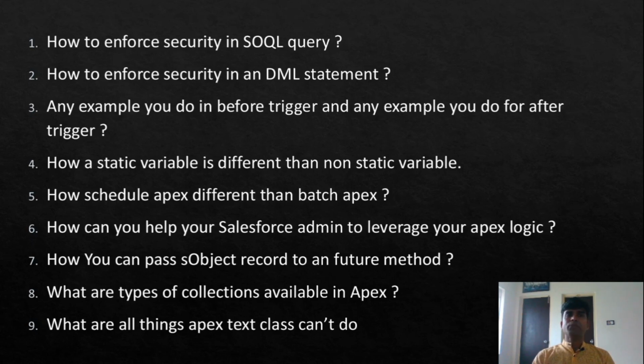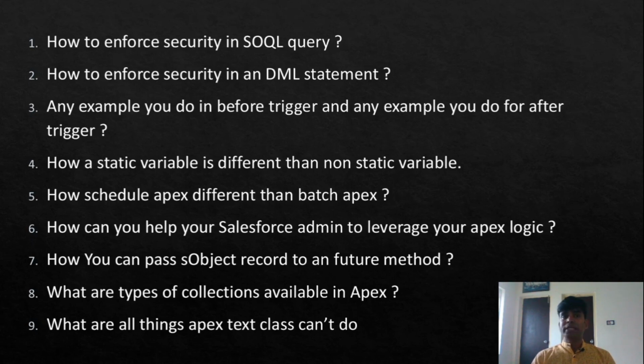Third question, give any example you do in a before trigger and any example you do for an after trigger. Generally, those things we do in a before trigger are related to that context object. For example, on the context record, we want to add a validation message. We can do it in a before trigger. On that context record, we want to set a default field or a calculated field. We can do it in a before trigger.